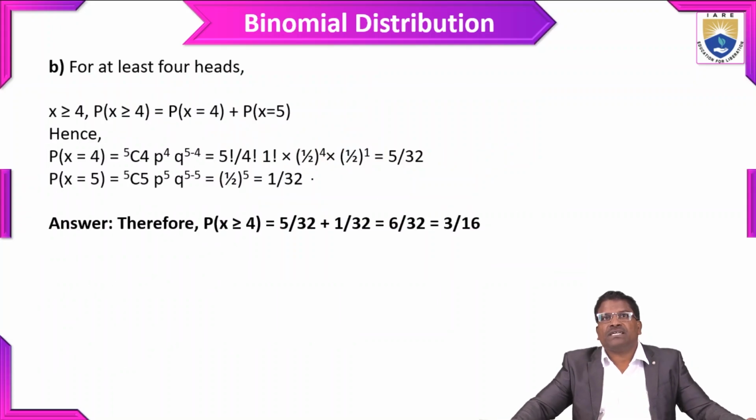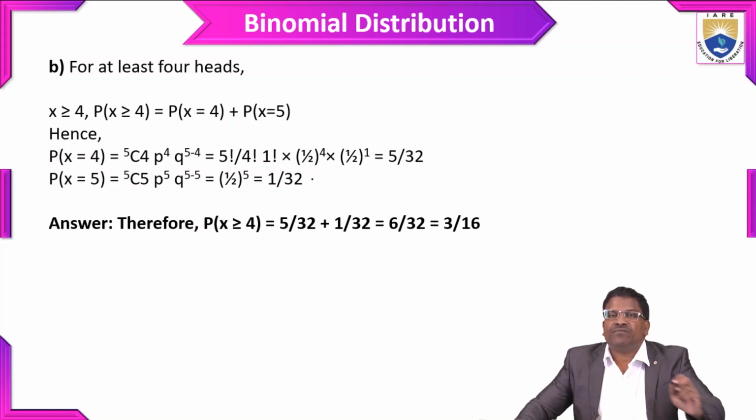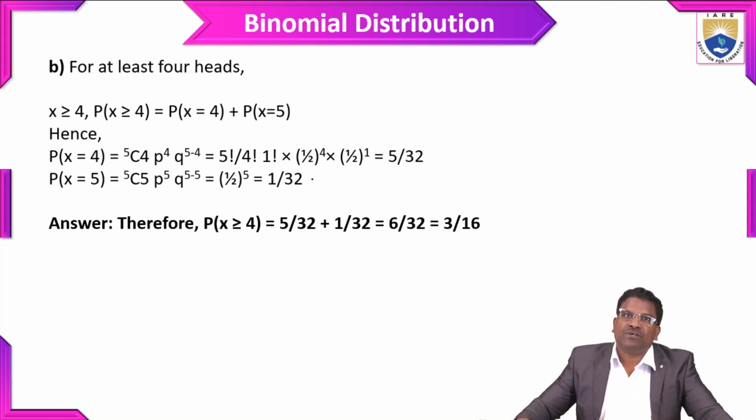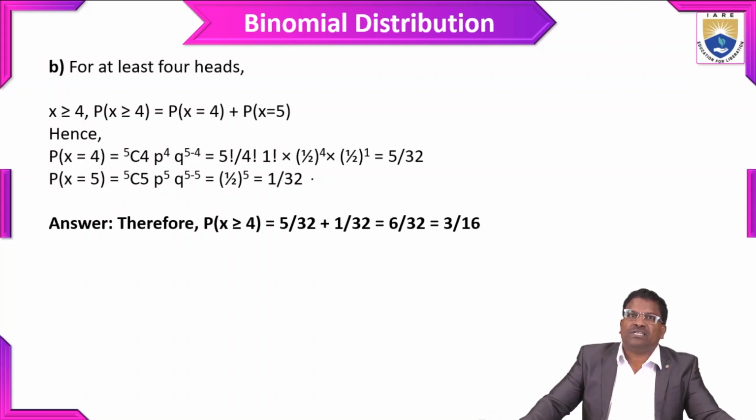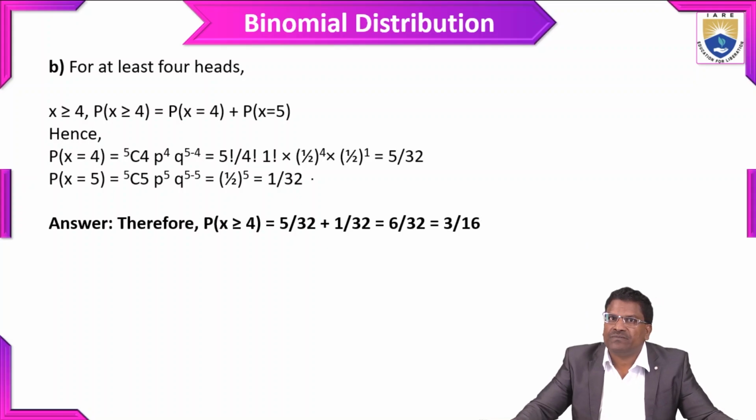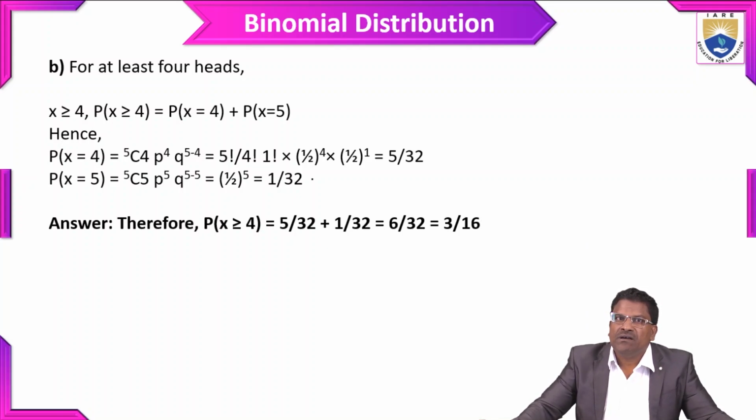Now, let us come to the second bit. For at least 4 heads, x is greater than or equal to 4. So, we have to find the probability of x greater than or equal to 4. In this, 2 cases will come: P of x is equal to 4 plus P of x is equal to 5. At least 4 heads means 5 heads also may come. So, you have to find both and add. Hence, P of x is equal to 4 is 5C4, p to the power 4, q to the power 5 minus 4, it is 5 by 32.